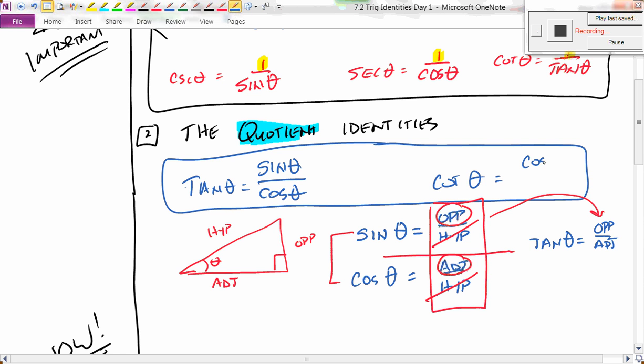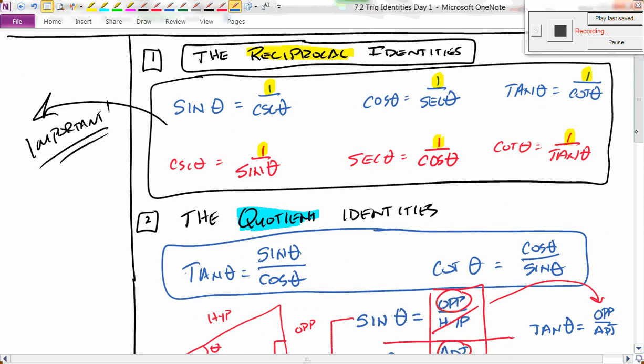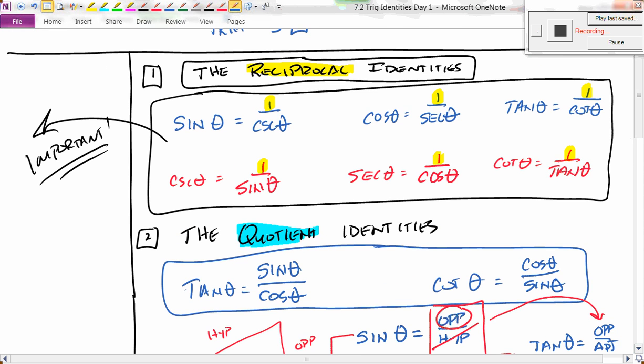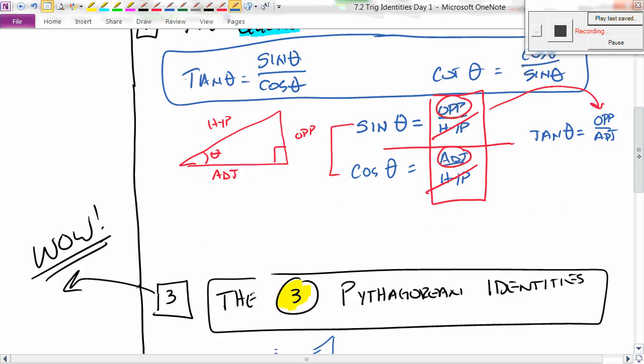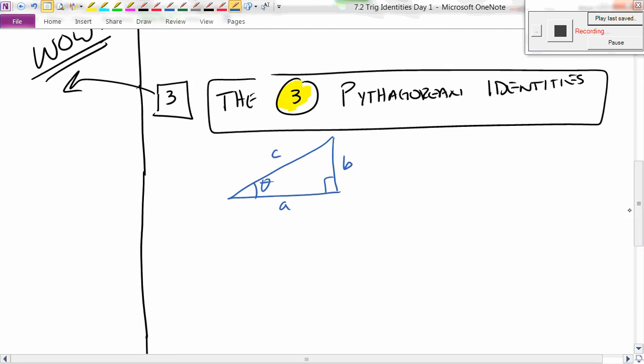There you go. Cosine theta over sine theta. You got it. And those are the 2 main quotient identities. So far we have the reciprocal identities, 1 over something. We have the quotient identities, which just involves tangent and cotangent and that little proof there. And then we get into the real main idea, the Pythagorean identities here.